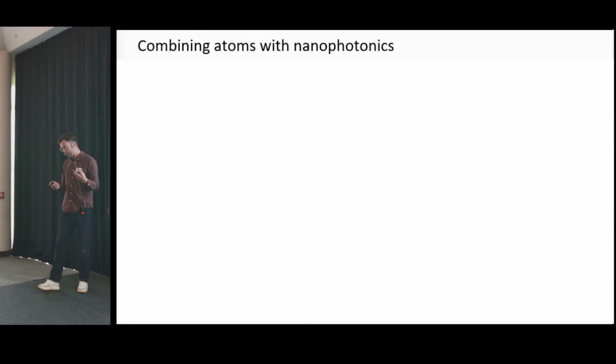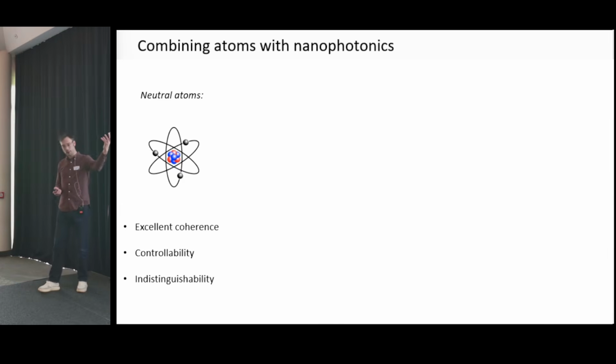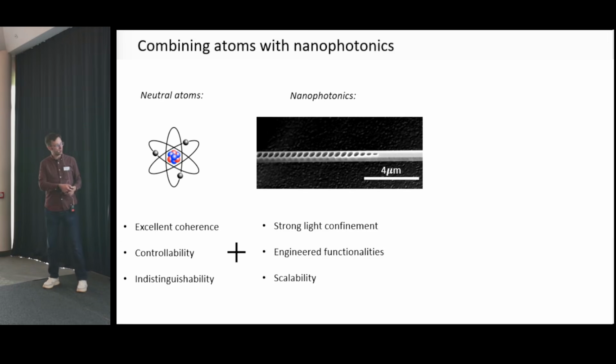So how do you combine atoms with nanophotonics? You have your atom in an optical tweezer. And then you have the nanophotonics, of course, with all their nice properties. You can confine light very tightly. These are very small mode volume optical cavities, which can give you very strong coupling when you place the atom on top of this cavity.